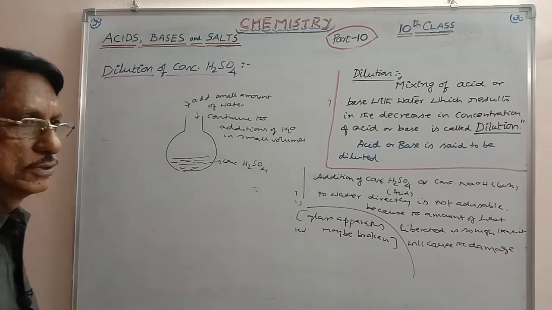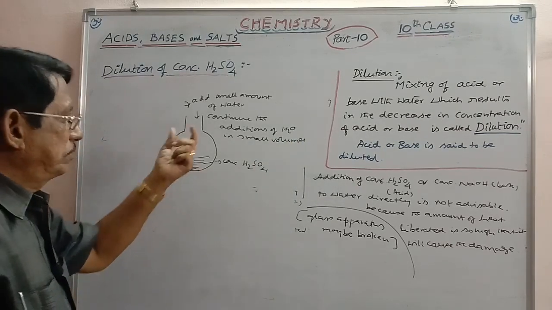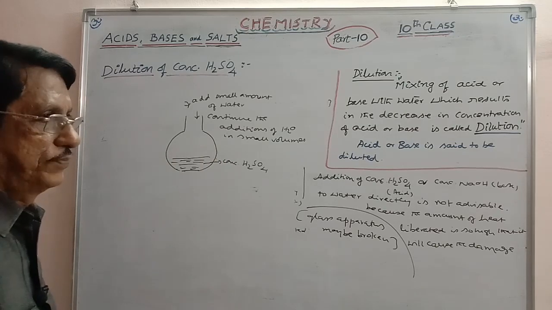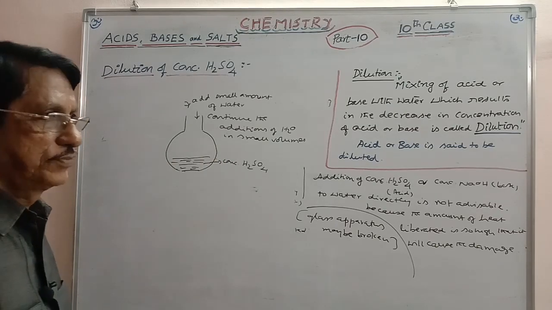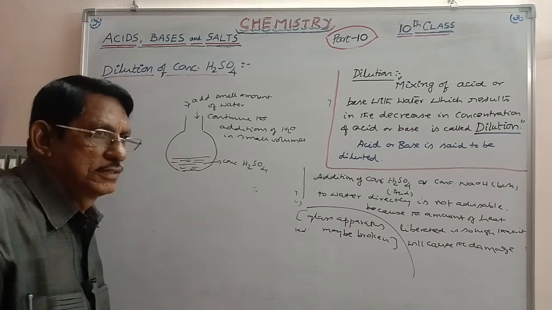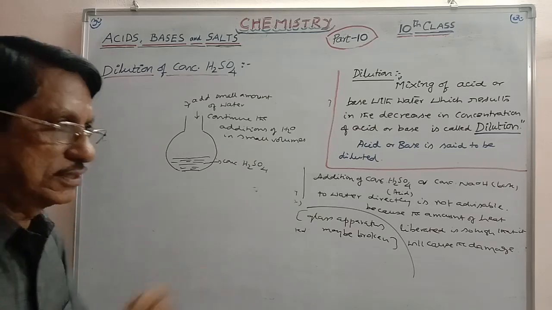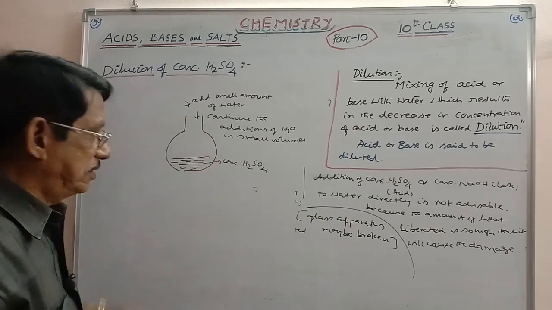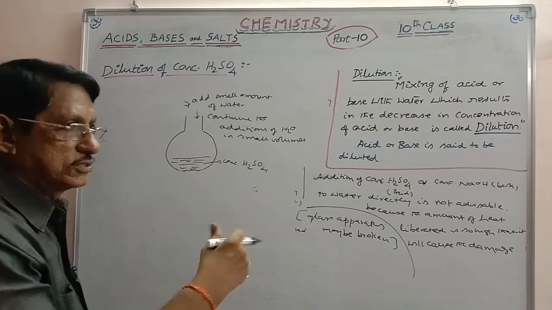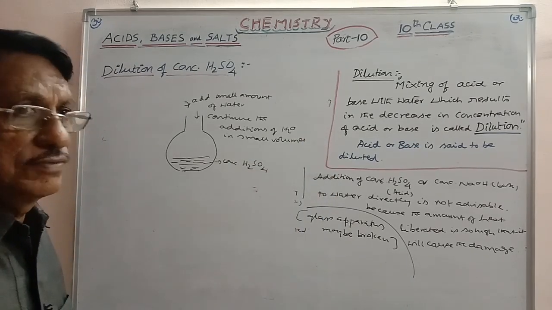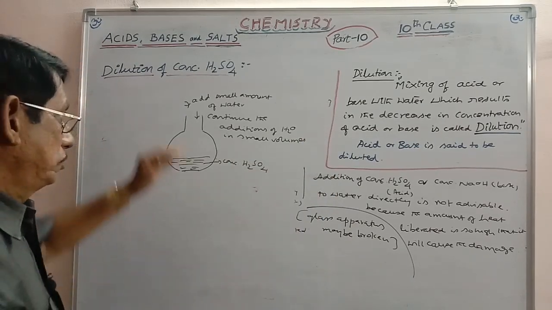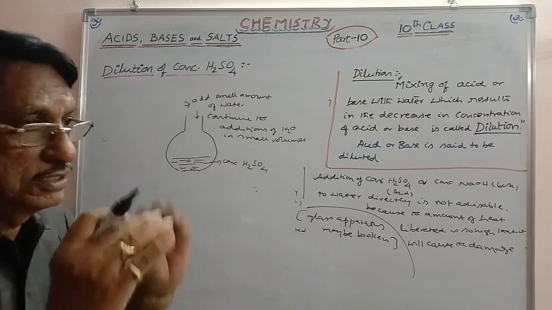Every time you have to stop the addition after adding a small amount, then heat is liberated. Once again it is covered by a wet cloth, and that heat is absorbed. Remove the wet cloth once again, add a small amount of water, then heat is liberated. The process is repeated. In this way, stage by stage, you have to add water to concentrated sulfuric acid.